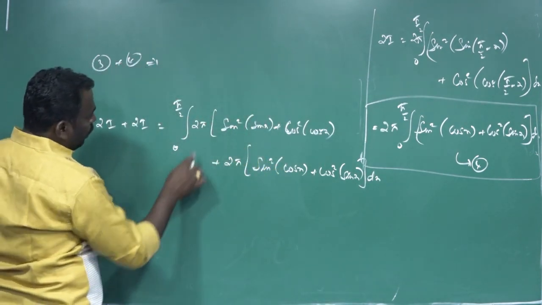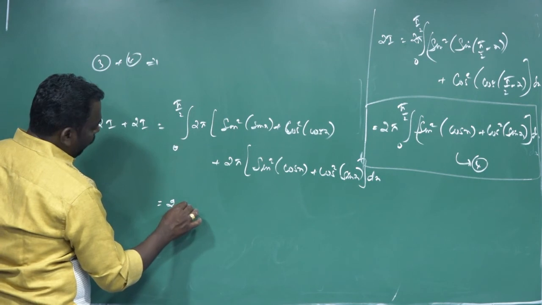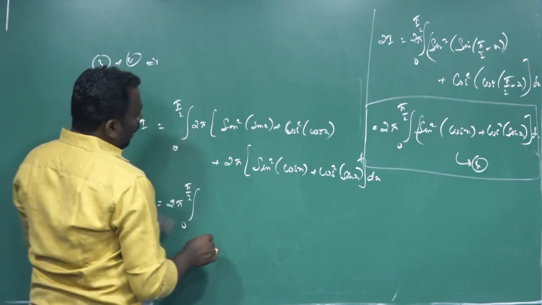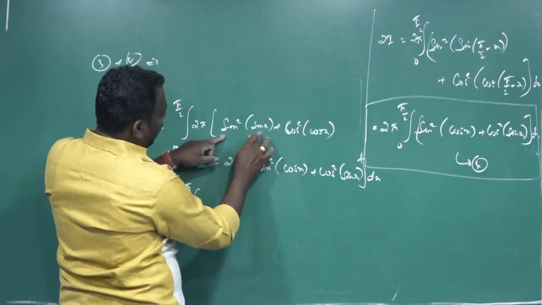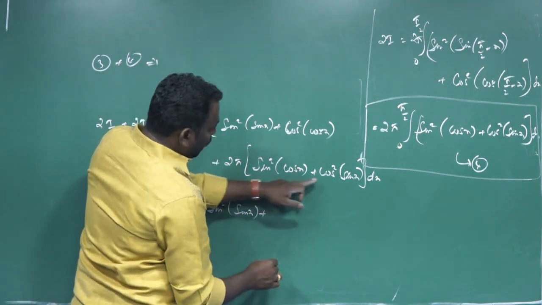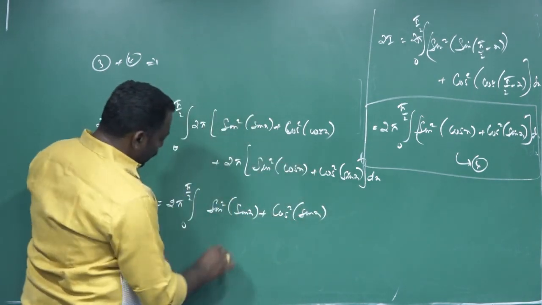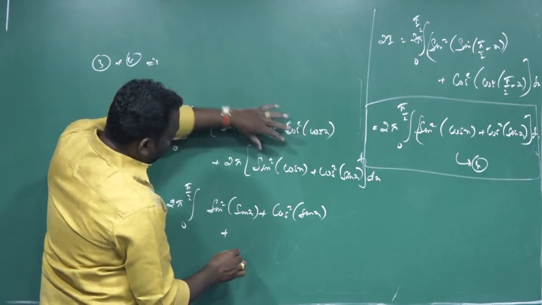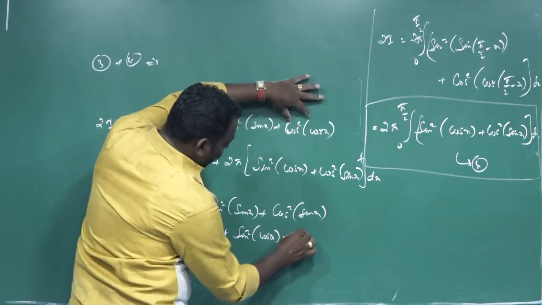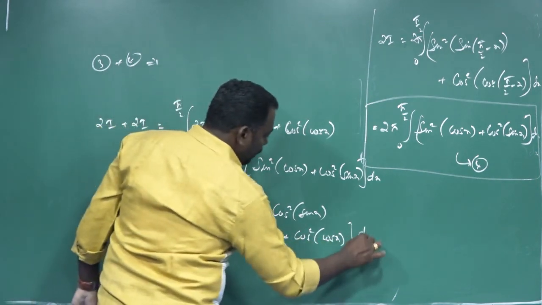Now that is equal to the 2 term integral. 2 pi is common, we can take 2 pi outside the bracket, integral 0 to pi by 2. Now just adding the terms: sin square of sin x, plus cos square of sin x, coming in the value. Then plus sin square of cos x, plus cos square of cos x, just coming in the value. Now into dx.